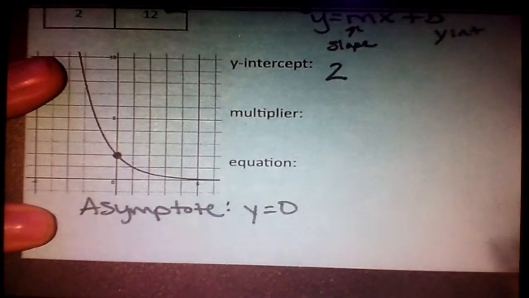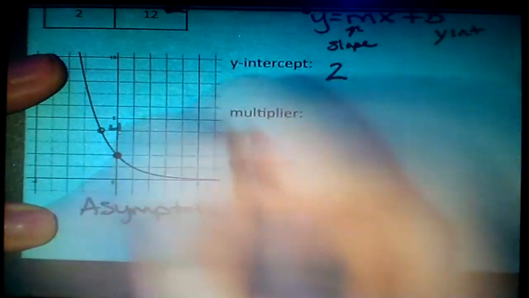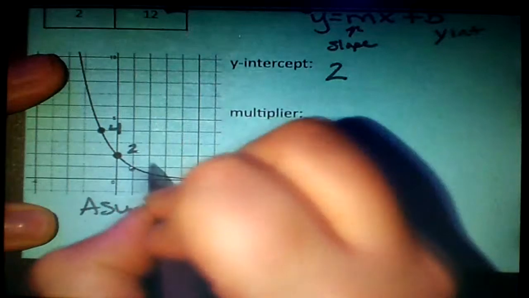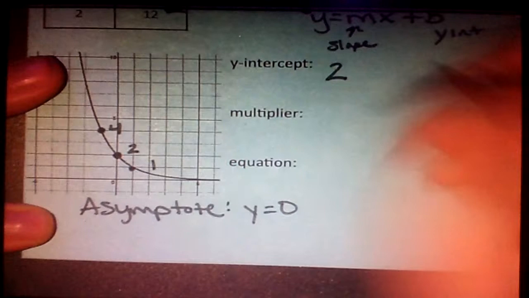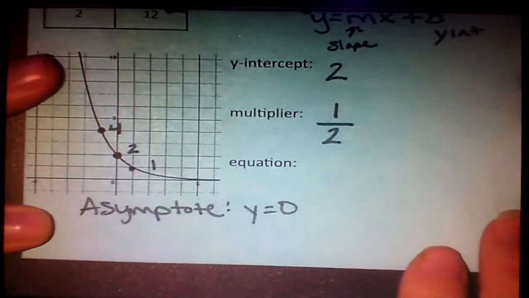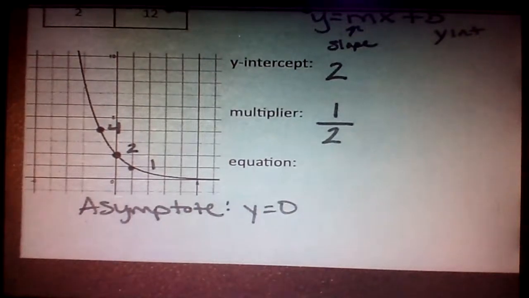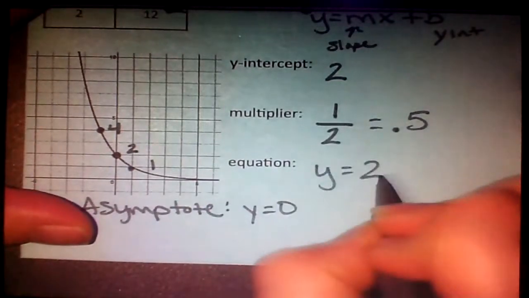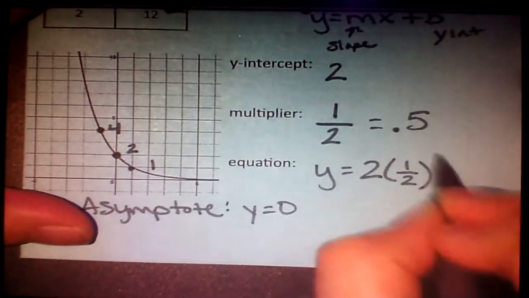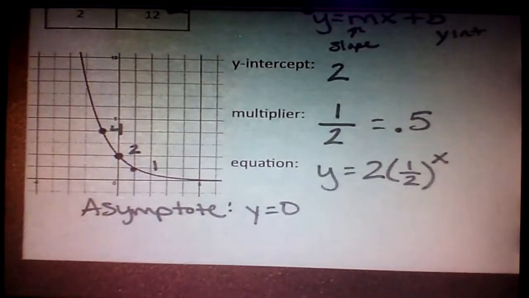Okay, so we need to find my multiplier. So we need to compare my y values. So here my y value was 4, here it's 2, and here it's 1. So what's my multiplier? But what am I doing with 2? Left to right. I'm dividing by 2. So my multiplier is 1/2. You can also put it as 0.5. So y equals 2 times 0.5, or 1/2, raised to the x. You're done.